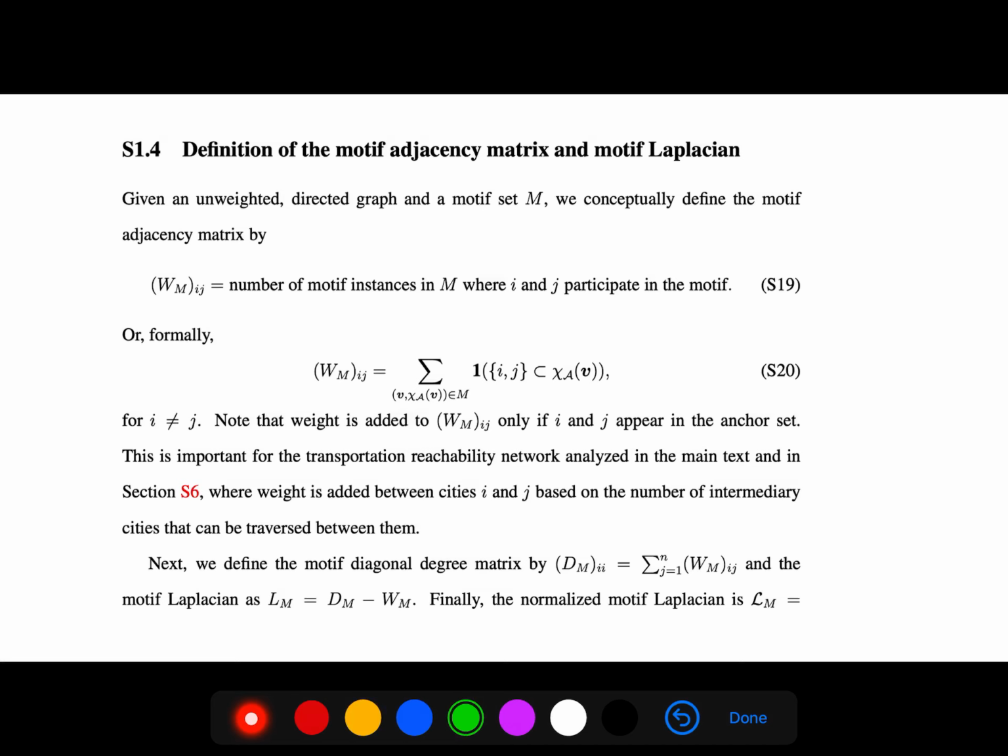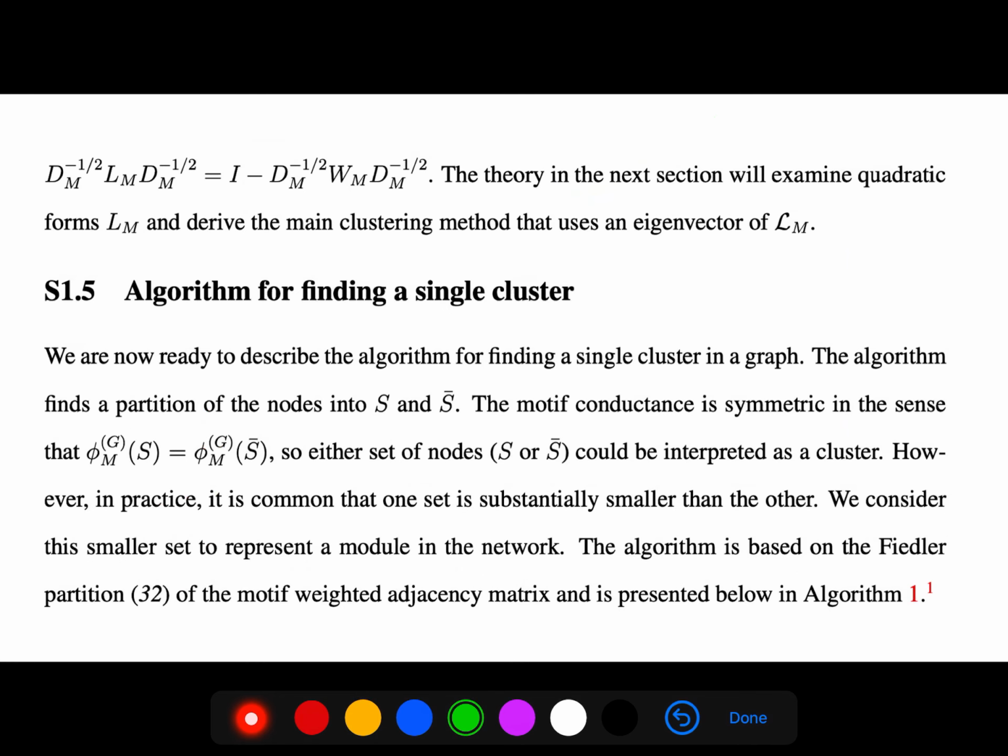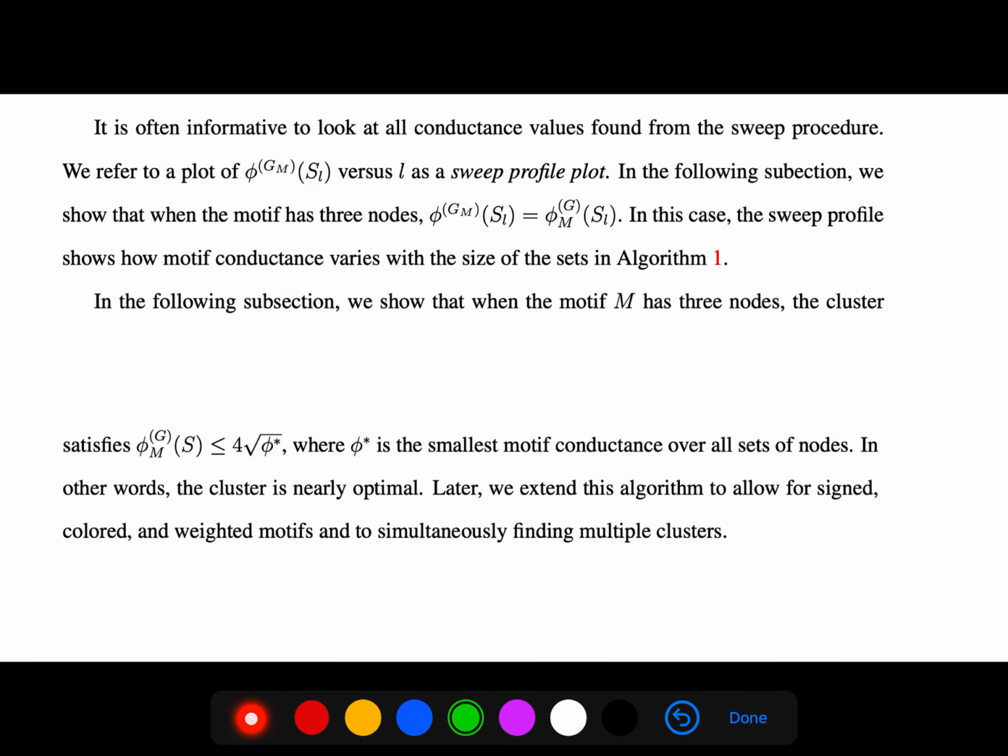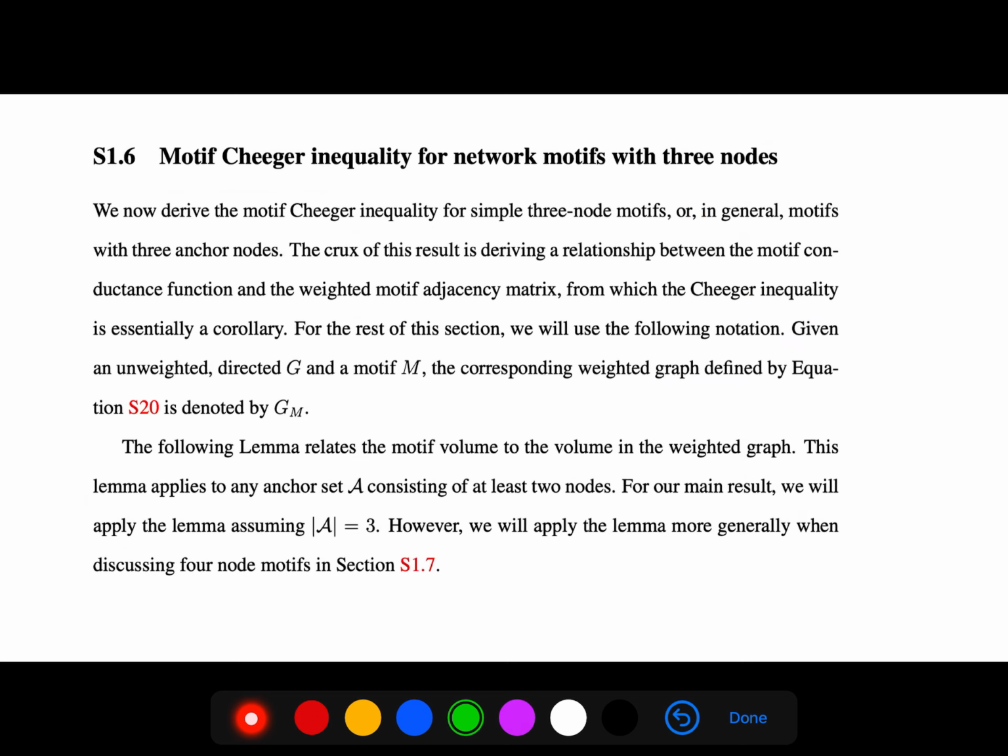Then, naturally, because now the fundamental unit is the motif, they define the motif adjacency matrix, and also the motif Laplacian. Instead of the original Laplacian, they have the motif Laplacian. Then they develop what is natural for clustering. So for motifs, this is motif-based clustering. You find the eigenvector of the second smallest eigenvalue of this Laplacian, of course the motif Laplacian, and then you sweep over, take the argmin, everything that you know from spectral clustering. But now they did it for motifs.